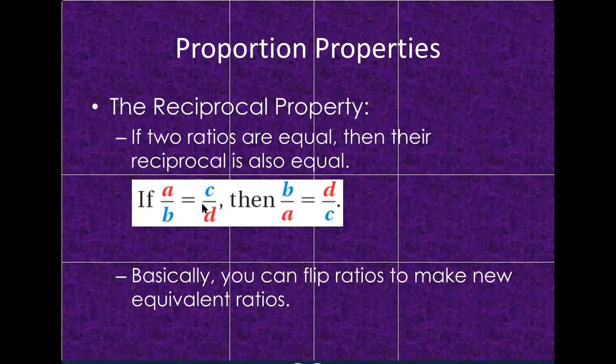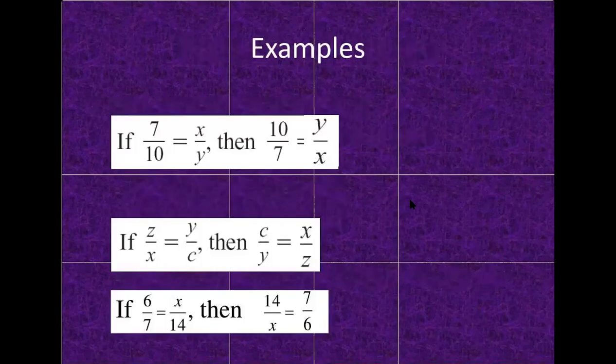A over B equals C over D, then B over A equals D over C. Basically, you can flip ratios to make a new equivalent. Example: if 7 over 10 equals x over y, then 10 over 7 equals y over x. In this case, we used the reciprocal property.